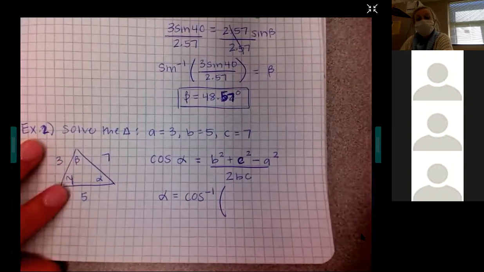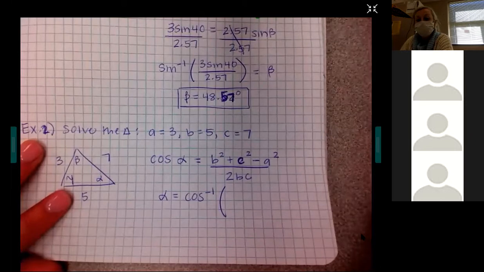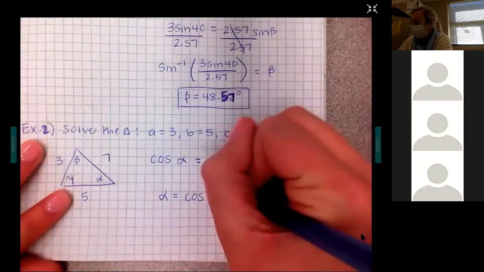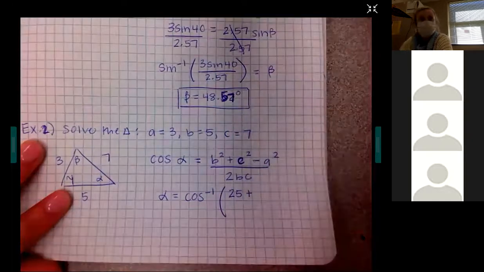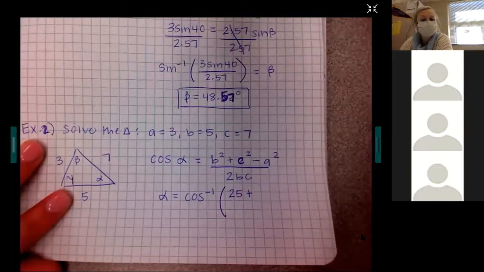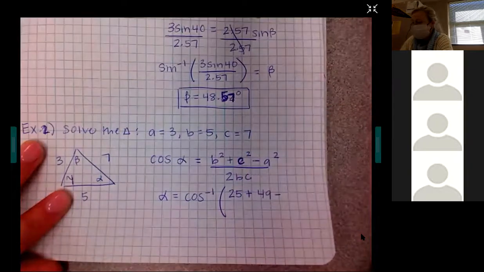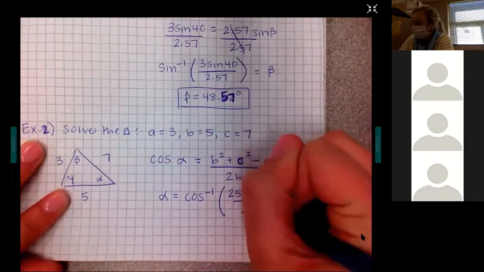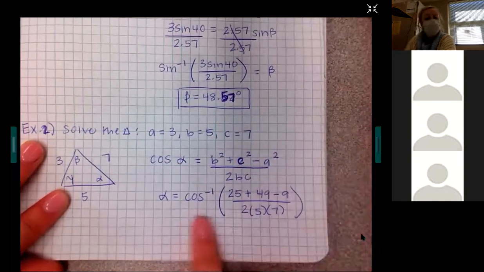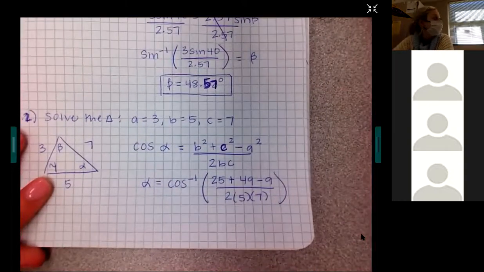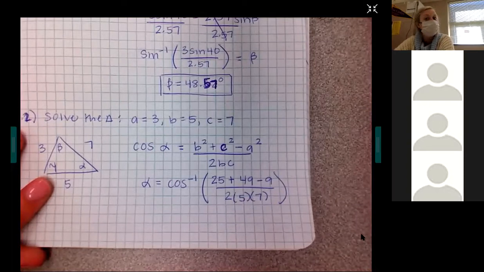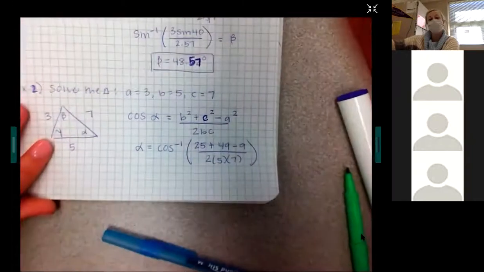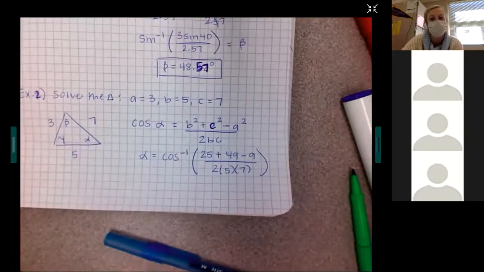So B squared, what would B squared be? Thank you. That took you a while. What's C squared? 49. What's A squared? 9. Minus 9 over 2 times B times C. You can type that whole thing in Desmos and it'll tell you what the angle is. And then to find the next angle, you can set up a proportion. So y'all go do it, because some of y'all are looking at me really confused, but I don't know how to help you if you don't ask me a question. So I'm going to stop the recording for now.